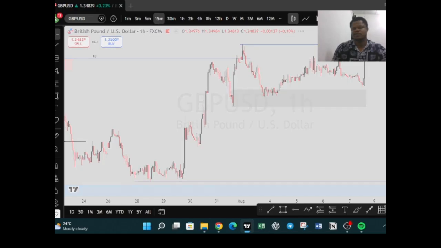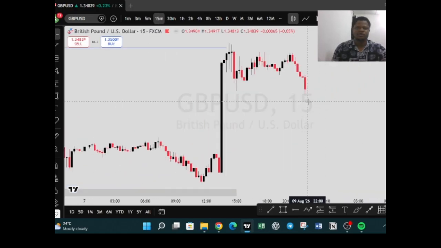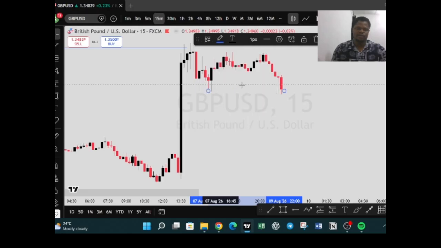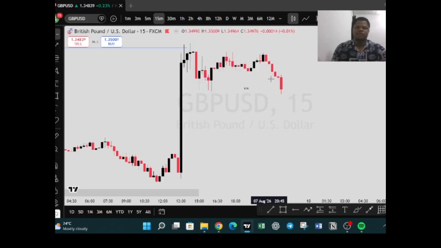Now let's look at the 15 minutes and see what price is doing. On the 15 minutes, price took out something here. We are taking out the liquidity here. So this price action is not actually clear to me. Why? I need price to take out this low so that I will know that we are bearish. That will give me a break of structure if price takes out that low. Let me check the 5 minutes time frame first.